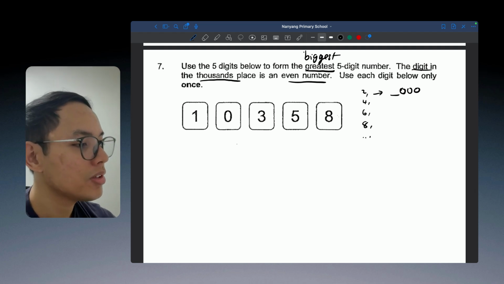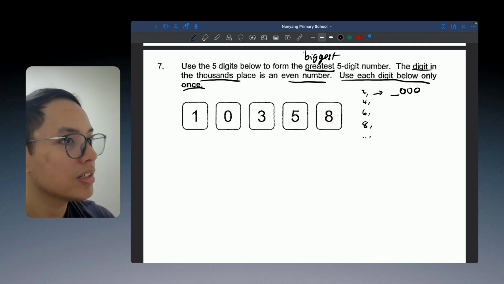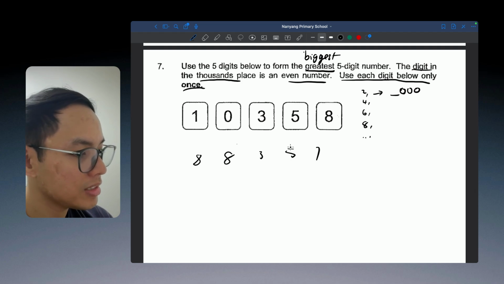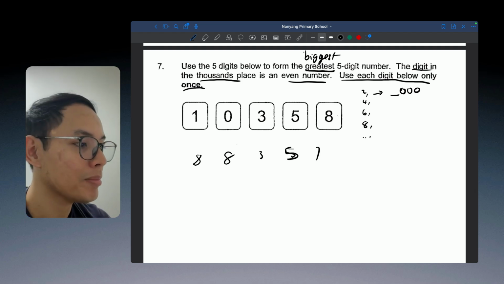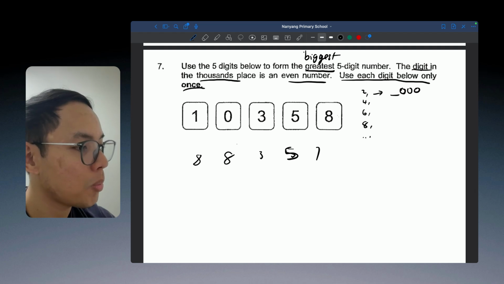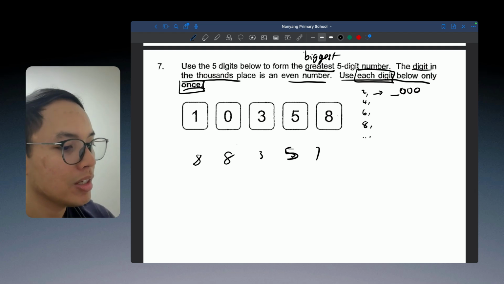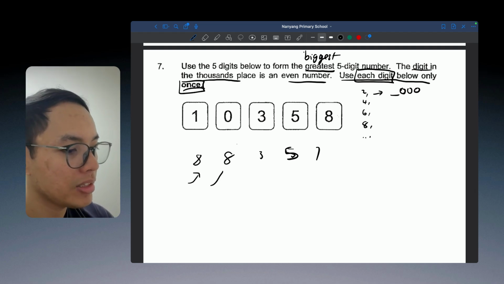Now the last part is use each digit below only once. So if I were to say 8, 8, 3, 5, 1, is this the correct answer? No, because we need to use each digit only once. We see that we are using 8 two times. So this is wrong.